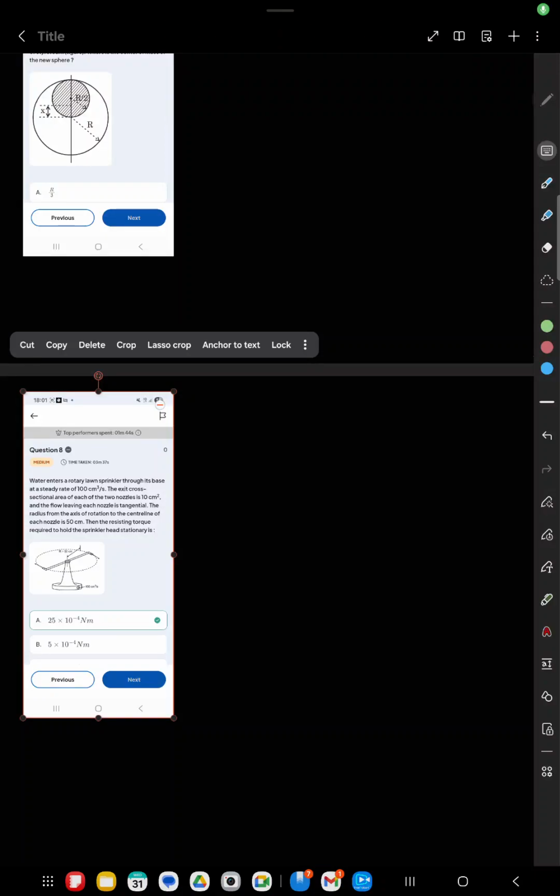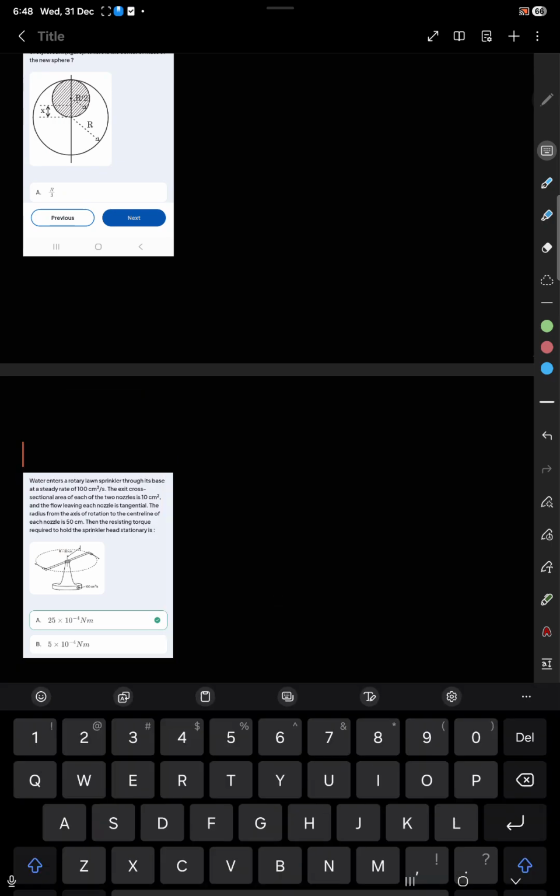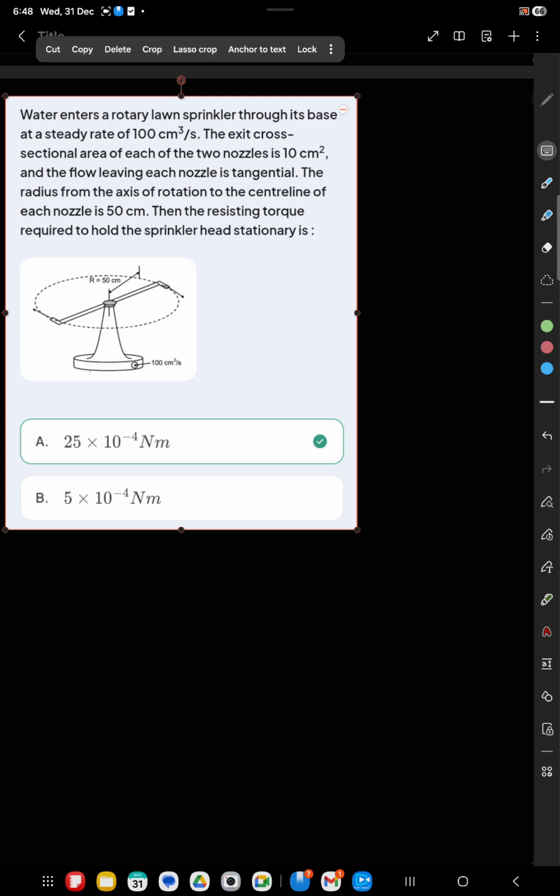We will be solving some of the good questions of JEE. So let's start with this one. Here is a good question given.